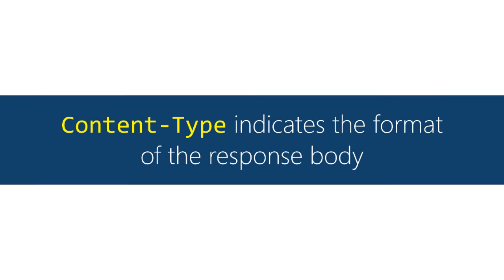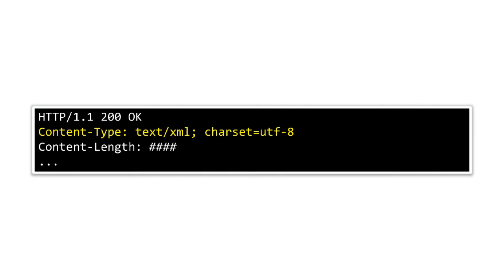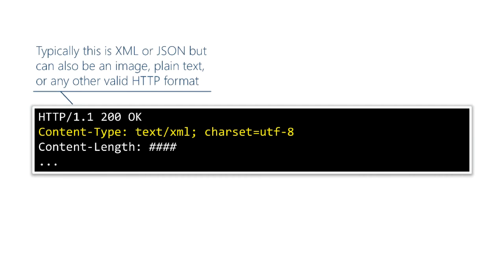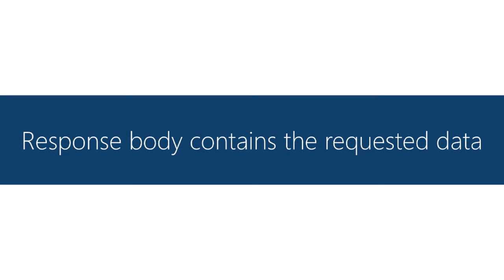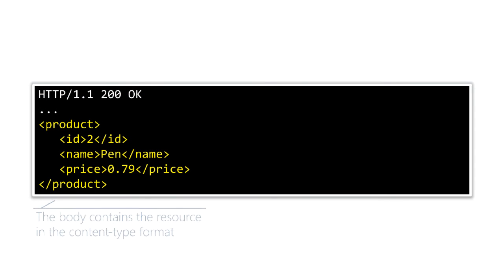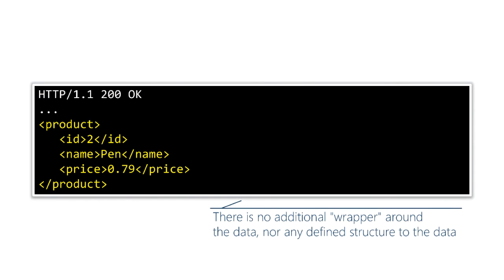REST also uses the content type flag to tell you the format of the data that you're receiving. Here we have text XML, but you might also get something like application/JSON. JSON probably would be more common these days. And then, of course, in the body is the actual data that you requested. Here's the XML example. And one kind of interesting thing about REST is it's pretty lightweight. There's no extra envelope surrounding the response like there would be in something like SOAP.